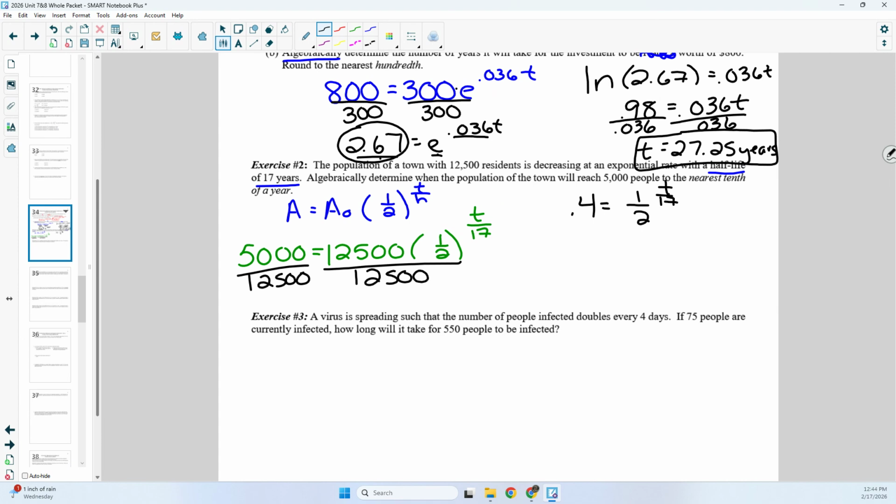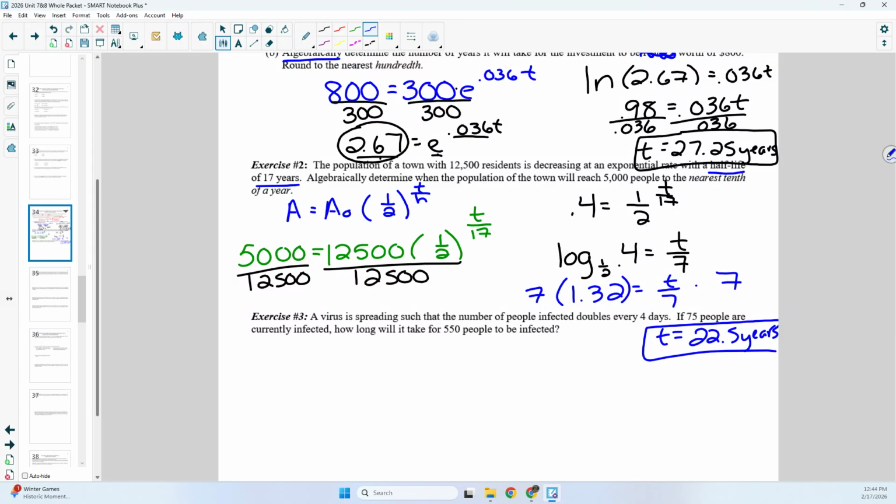Unlike the last one, this doesn't have a base of e, so I use the regular log. So my base is 1/2, the number is 0.4, and the exponent is t over 17. Typing this in my calculator, I get 1.32 equals t over 17, and then multiplying by 17 on both sides, I end up with t equals 22.5 years.